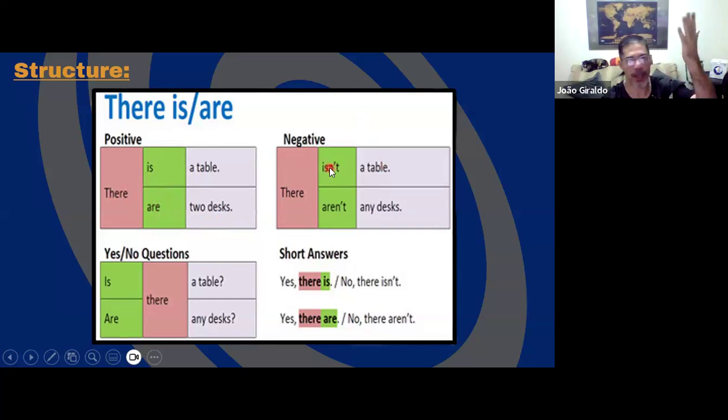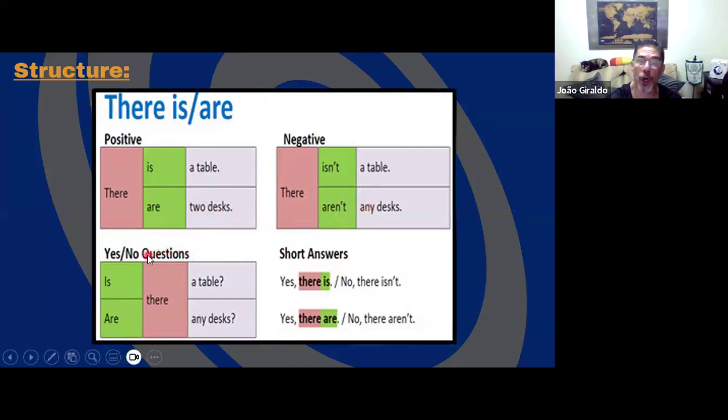In negative, simply you use the verb to be and not, the same rule for the verb to be we learned in chapter 1, in lesson 1. Okay, so there is a table. The negative of this sentence, there is not a table, or there isn't a table. And in terms of plural, there are not any desks, in opposition to there are two desks. Here, plural and affirmative. Here, plural and negative. Okay? Any problem here?